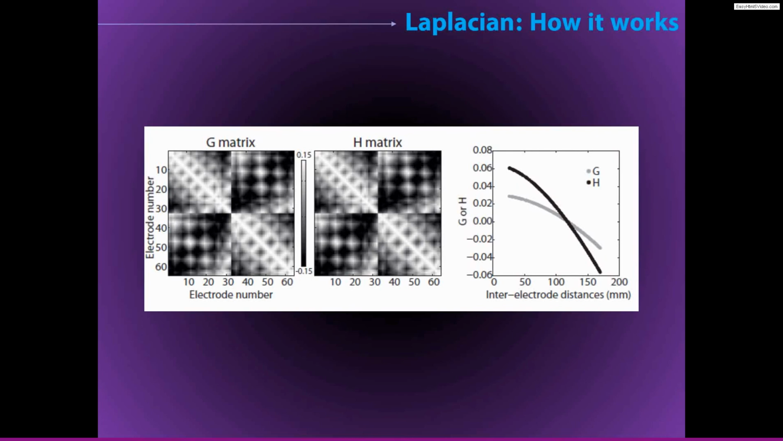I won't get too much into the details, but it basically involves computing two separate matrices that encode distance among each pair of electrodes. Then these two matrices act as the filter through which all the data are passed in order to compute the Laplacian.